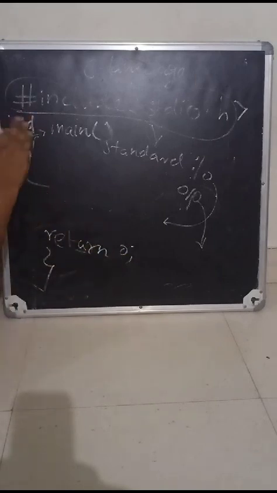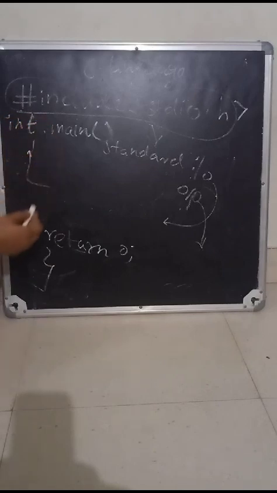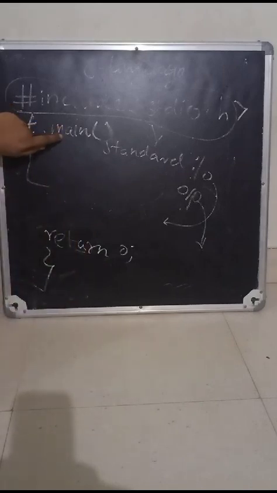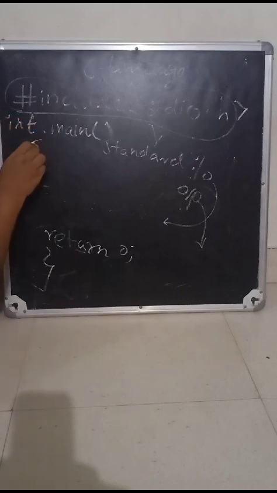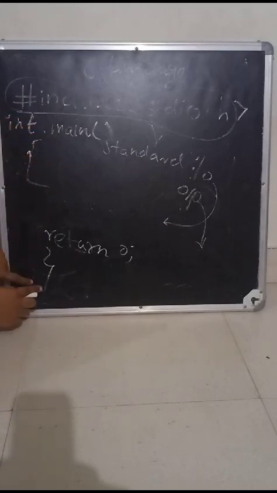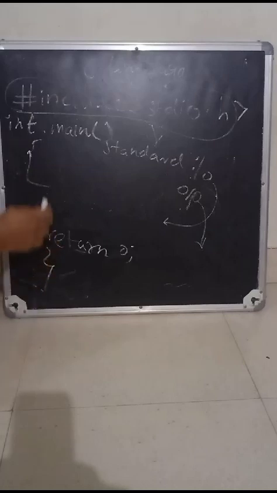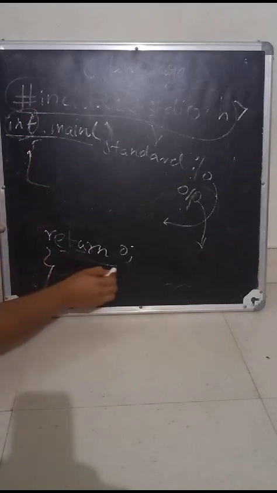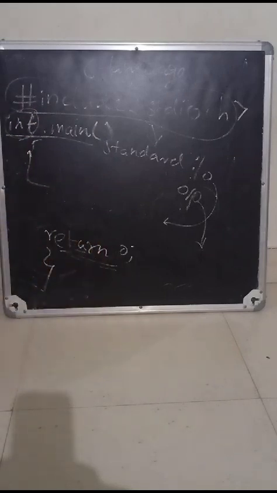Here I am going to consider my function as an int main, so I have to add a return statement here. A main function must have an opening curly brace and a closing curly brace, and this is my main function. Since it is of int type, here I have added a return 0 statement.